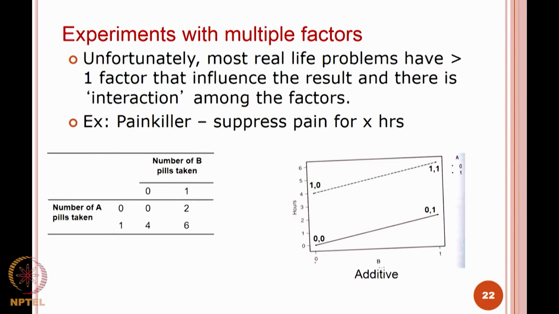So, 0 of B, 0 of A, 0 hours suppressed. 1 of B, 0 of A, suppressed. Okay. Similarly, you can do. So, this is 1 comma 1 means they are both, and the number of hours it is suppressed is 6. In this case, A is 0, B is 1, suppression is 2 hours. So, in this case, B is 1, A is 0, so the suppression is 4 hours. So, the same data is presented in a graphical sense.